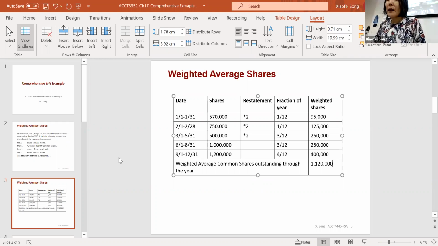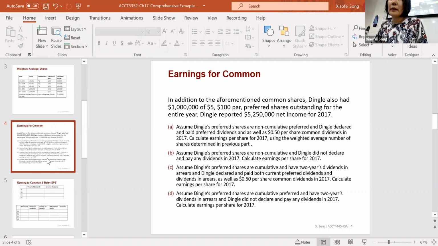All right. So we had the denominator. Now we look at the numerator. So we have 4 different situations for us to consider, right? In addition to the aforementioned common shares, Dingo also has $1 million of $5, $100 par preferred shares outstanding for the entire year. And for this year, the net income is $5,250,000.